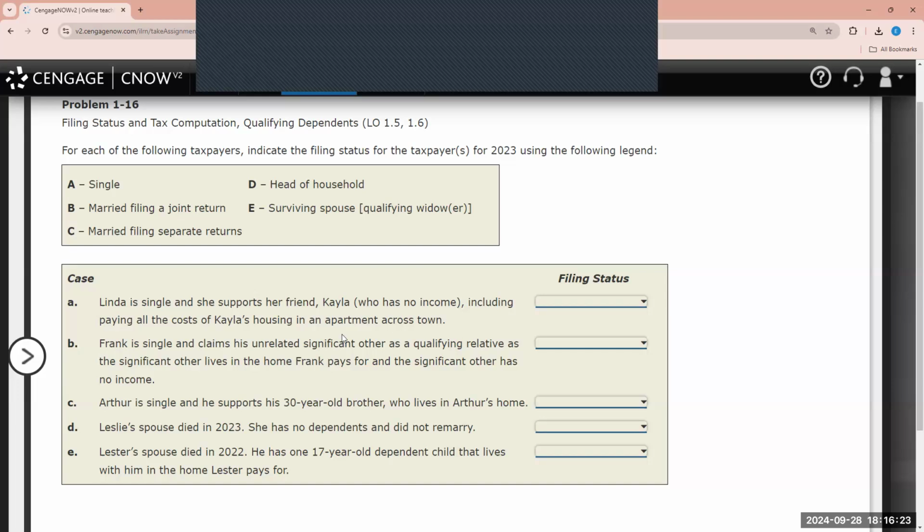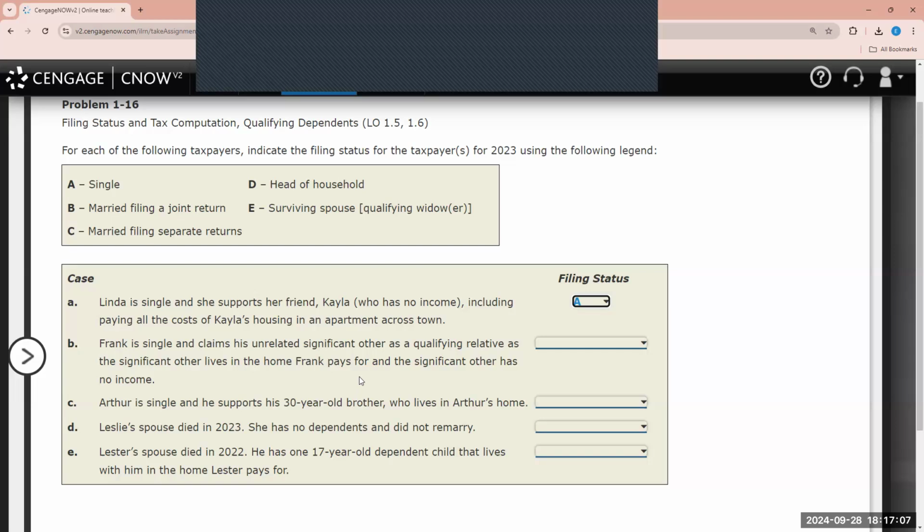Unfortunately, no, right? And the reason why this would be no: someone might be looking at this and thinking, hey, her friend Kayla's basically a dependent. You know, she's paying all of her expenses. But one of the key things for head of household is that the taxpayer paid more than half of the expenses for the upkeep. In addition, they kept the home as the principal place of residence. In this case, we see that Kayla lived in an apartment across town. So therefore, Kayla, her friend, does not qualify. Therefore, Linda is single.